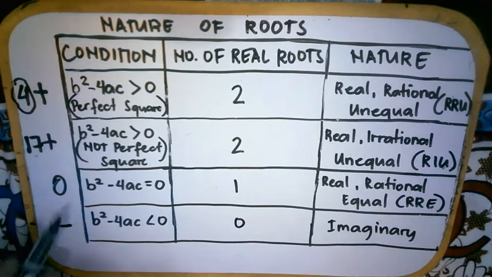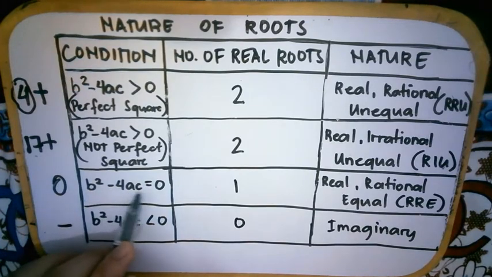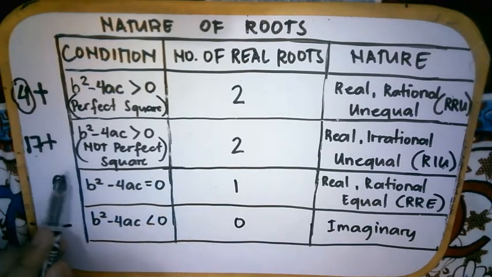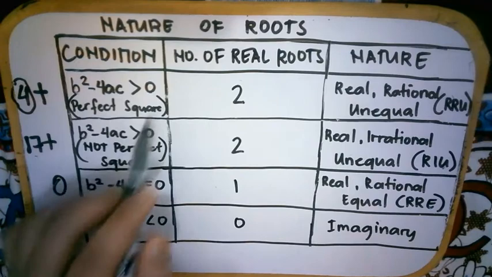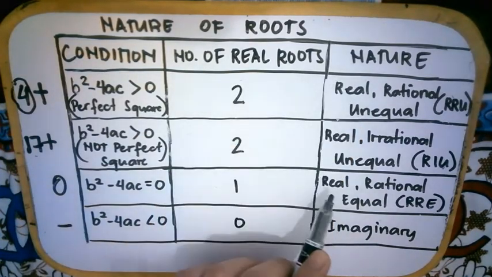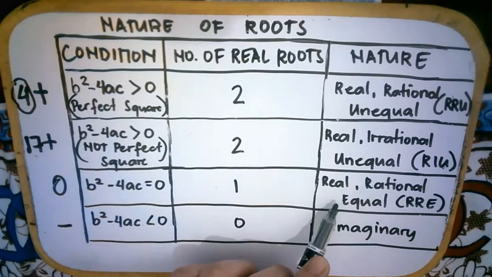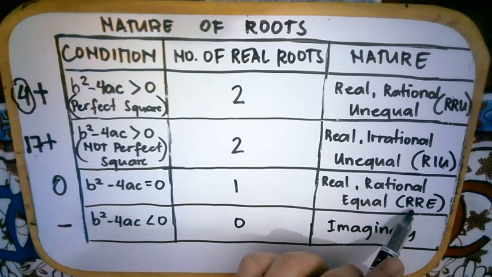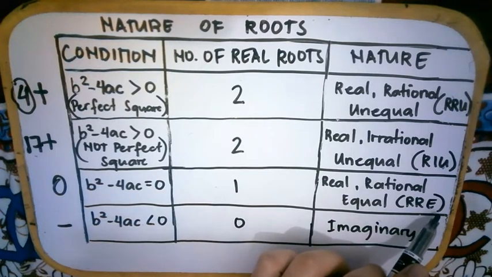Okay, next. B squared minus 4AC equals to 0. Ngayon, kung ang condition, so what if kung ang value ng discriminant ay 0. Ano ang interpretation natin doon? Kung ang value ng discriminant ay 0, ang number of real roots niya ay 1. And then, ang nature ay real, rational, and equal, or we can simply have RRE, real, rational, equal.